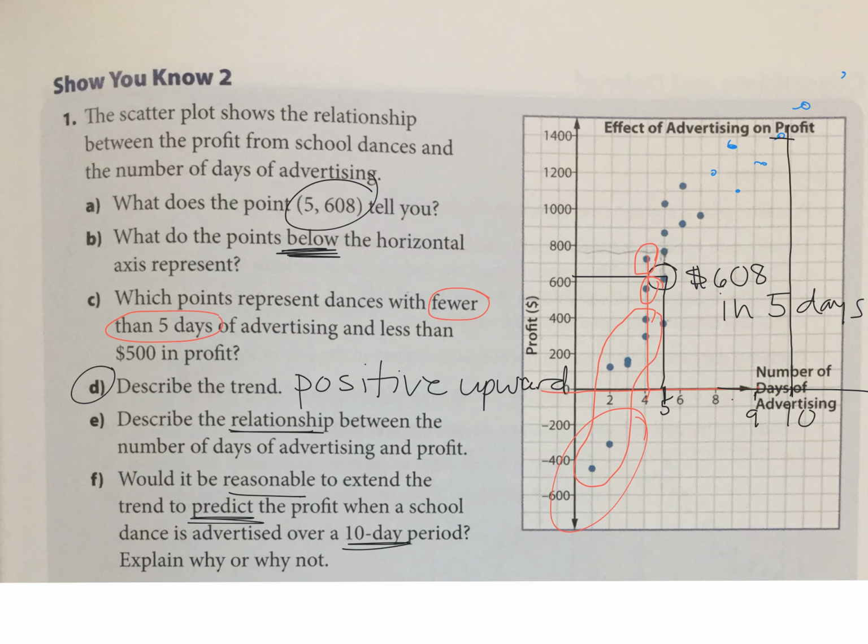what do you think the profit might be? Around $1,400 at 10 days. I can make a prediction. What does it go up to? So for 10 days, I drew in some points that follow this trend because I noticed it just keeps increasing. At 10 days, it's probably going to be around $1,400.